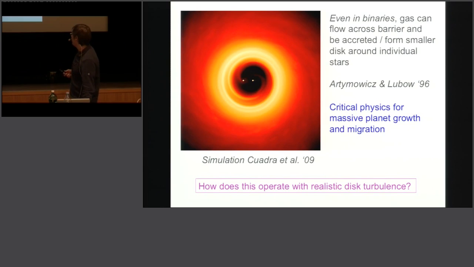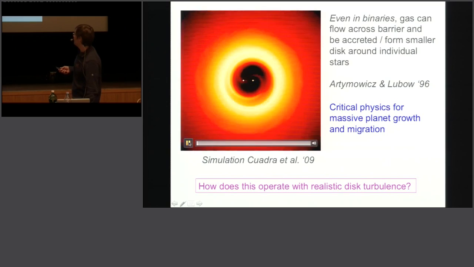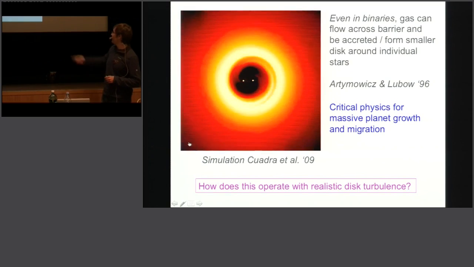So I'm going to show a movie here, and what we have here is a binary interacting with a massive disk, which is self-gravitating. So we're looking in a co-rotating frame here. Here's the binary. Here's the disk. We'll just let that play.